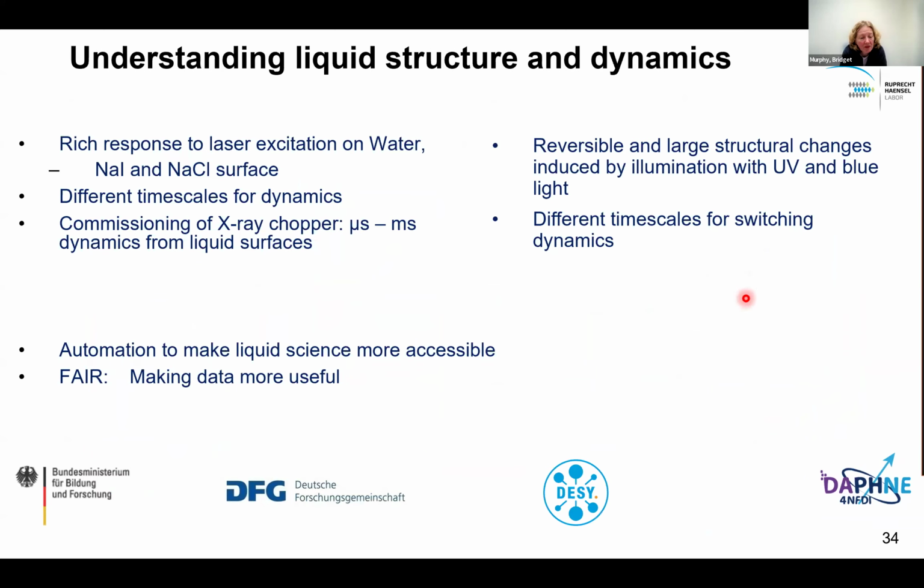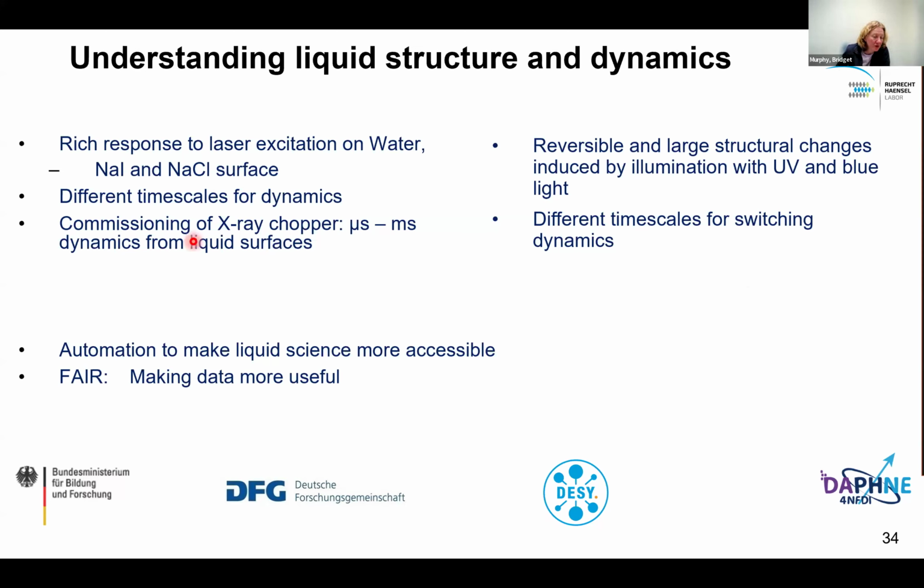And so the aim is that we really want to try and understand liquid structures and their dynamics. We can see that there's a rich response to the laser excitation on water at sodium iodide and sodium chloride surfaces. We're also investigating many other salts, but I don't want to tell you everything, or the time would be definitely over. We see different timescales for dynamics in different systems, depending on whether it's really dynamic or kinetic behavior.